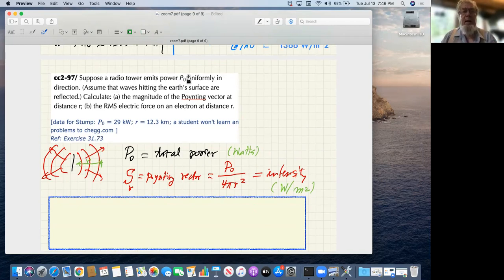Suppose a radio antenna emits power P0 uniformly in all directions. So here's the antenna, and here are the electromagnetic waves going out from the antenna in all directions. Assume that it's uniform in all directions. Of course, some of the waves will come down and hit the Earth, but assume they just reflect off the Earth and come up. So where you have your receiver, maybe out here, you'll have another antenna to receive the radio waves. It'll receive the radio waves directly from the antenna, and also any waves that hit the Earth and came up to the receiver.